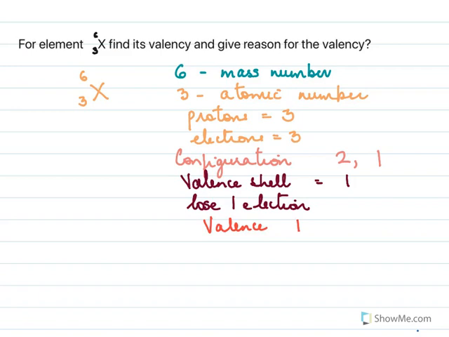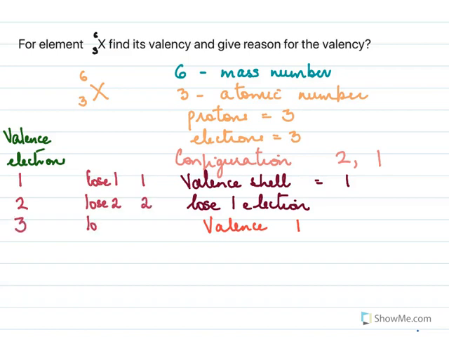Now let's just summarize this valency thing. To find valency, you must know valence electrons. If valence electron is 1, it will lose 1. Hence valency will be 1. If valence electrons 2, the atom will lose 2 electrons, valency 2. If valence electrons 3, it will lose 3, and hence valency 3. If valence electrons 4, it will share 4, valency 4.